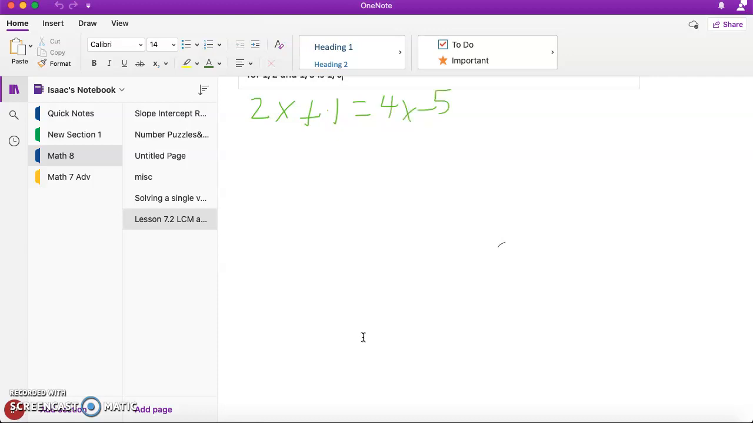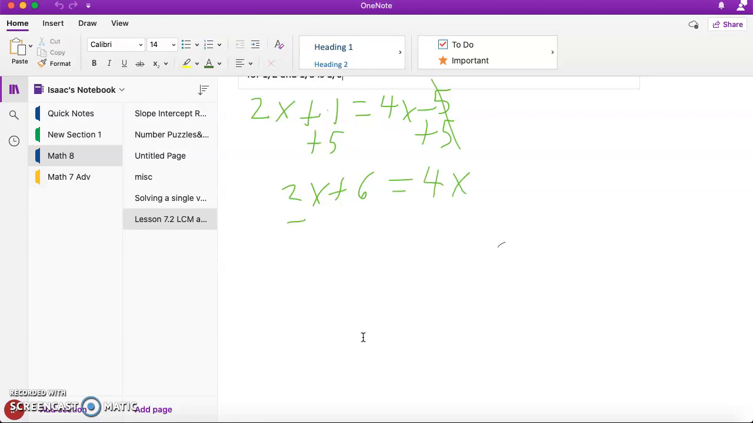We know how to do these. We've been doing these for a while. We think SADMEPS, subtraction, addition, multiplication, exponents, parentheses. And I've got to do the opposite of whatever's happening here. So for me personally, the first thing I want to do is get rid of that minus 5 by adding 5 to both sides. I'll get 2x plus 6. Those two 5's cancel each other, equals 4x.